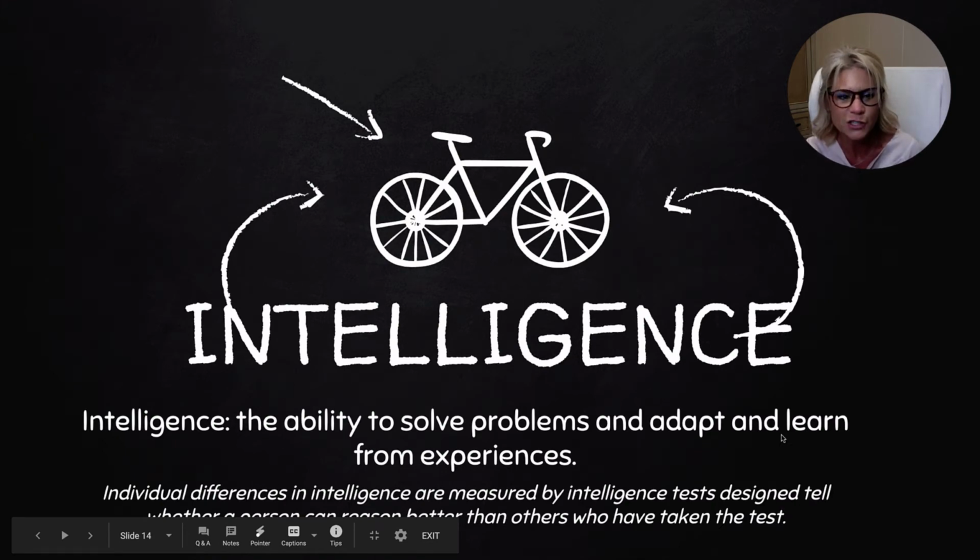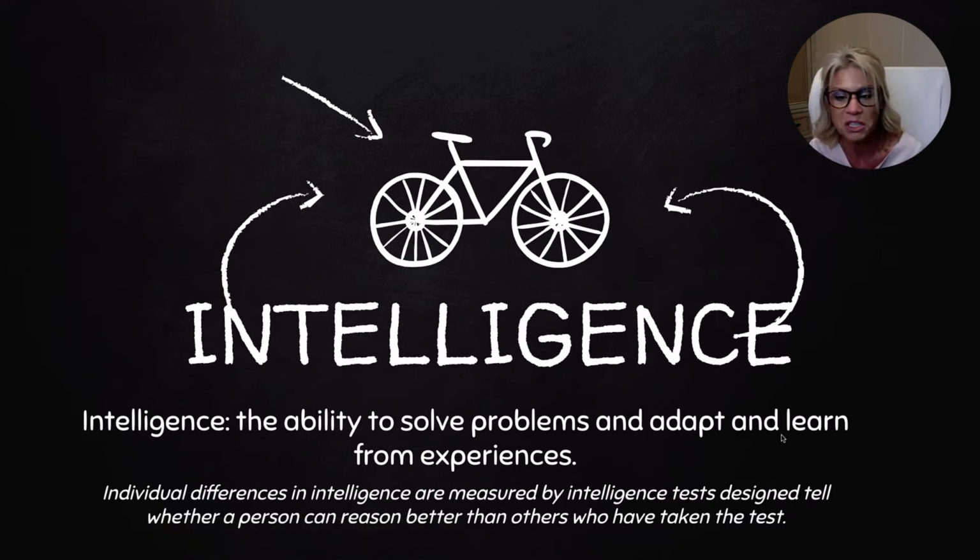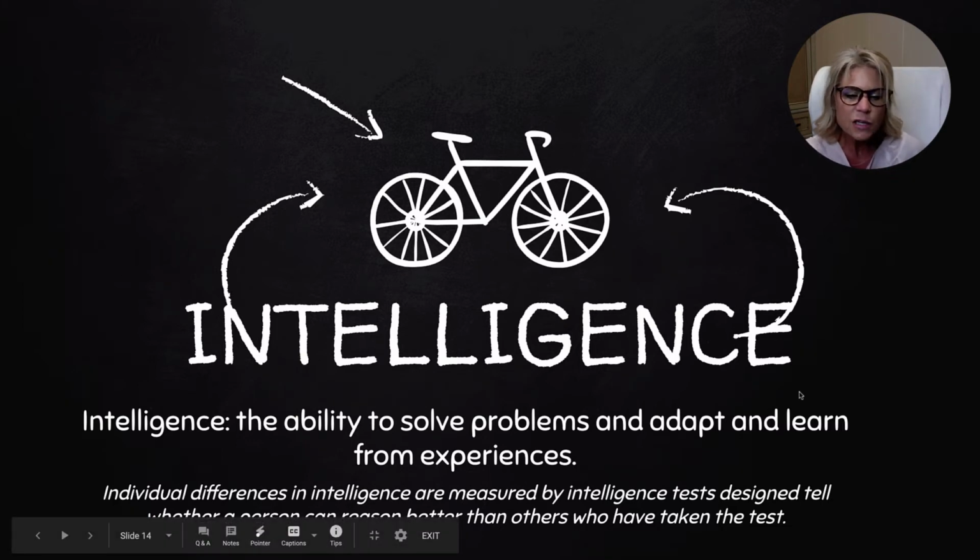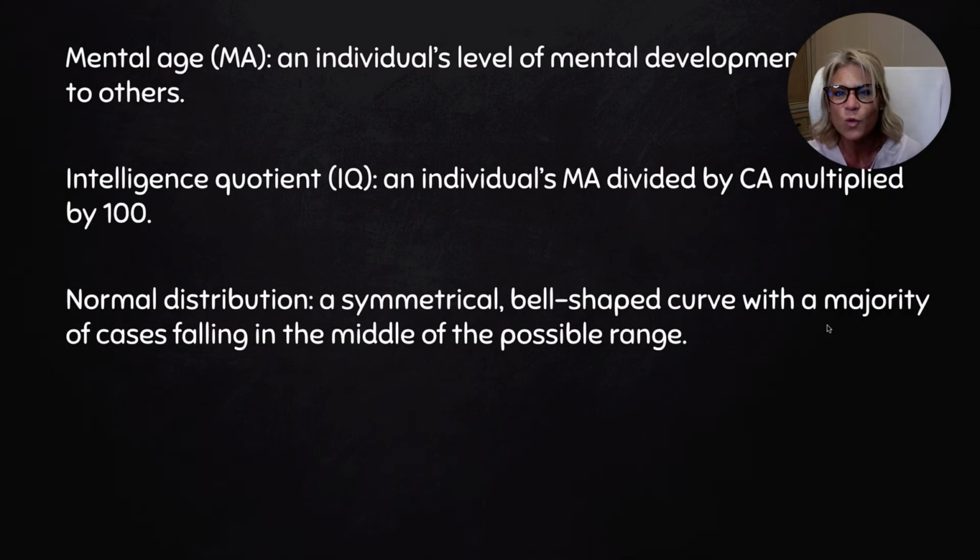The nature of intelligence: the ability to solve problems and adapt and learn from experiences. Individual differences in intelligence are measured by intelligence tests. Can't wait till we get to that. So you've got a mental age. That's an individual's level of mental development relative to others. Intelligence quotient, have you heard of your IQ? That's an individual's mental age divided by chronological age multiplied by 100. Whew, that's a lot, isn't it?